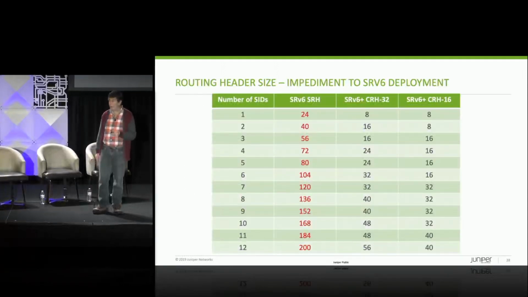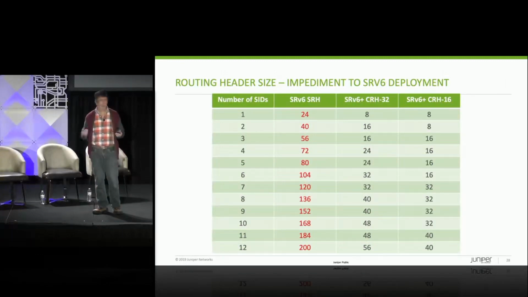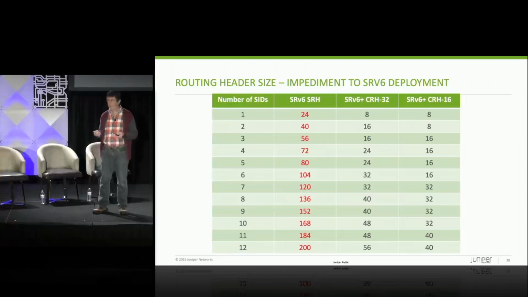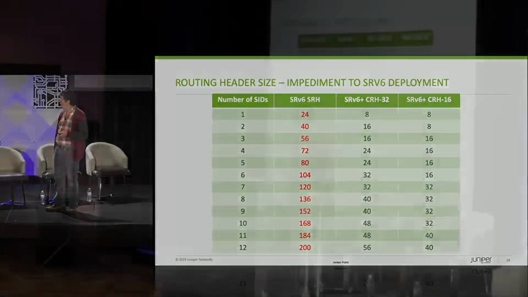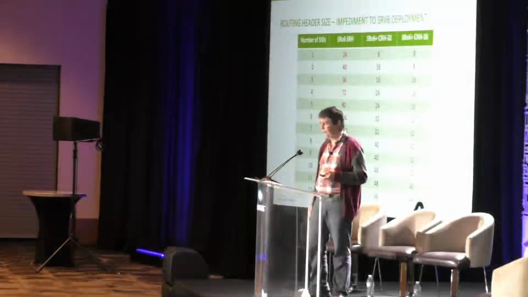The next issue is the difference between SRv6 and SRv6+'s routing header size. We talked about the big benefit of SRv6+ as being able to fit lots of SIDs in a small routing header. Let's say you have a fairly average path with maybe 5 segments in it. In SRv6, you need an 80-byte routing header to encode that. In SRv6+ with 16-bit CRH, you only need a 16-byte routing header to encode it.